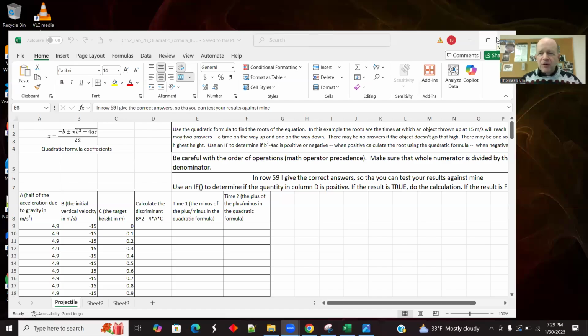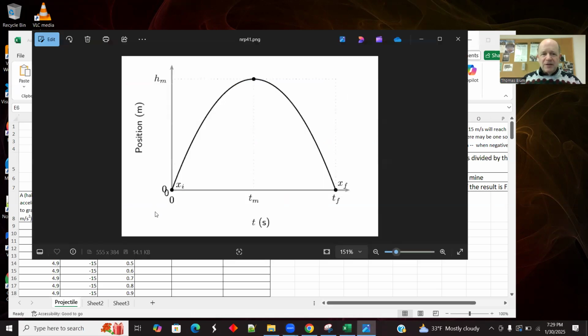In this video, we're going to look at an Excel exercise involving IFs and the solution to a quadratic formula. So the basic scenario is from general physics. We're throwing some object in the air, some projectile, and we're going to just imagine throwing it straight up and straight down, but it doesn't matter if it's thrown horizontally.